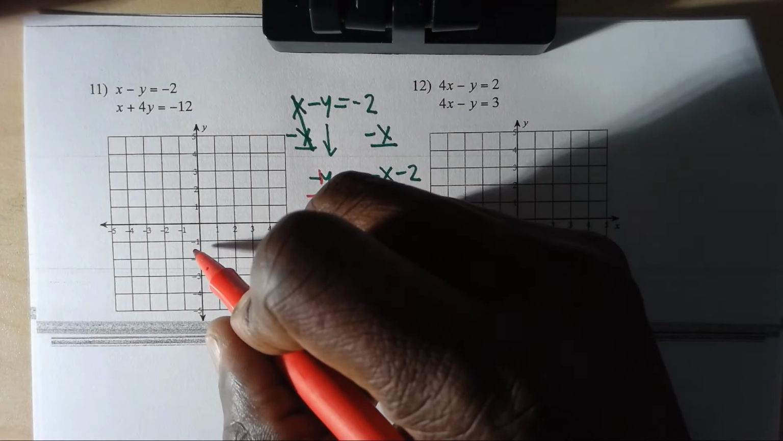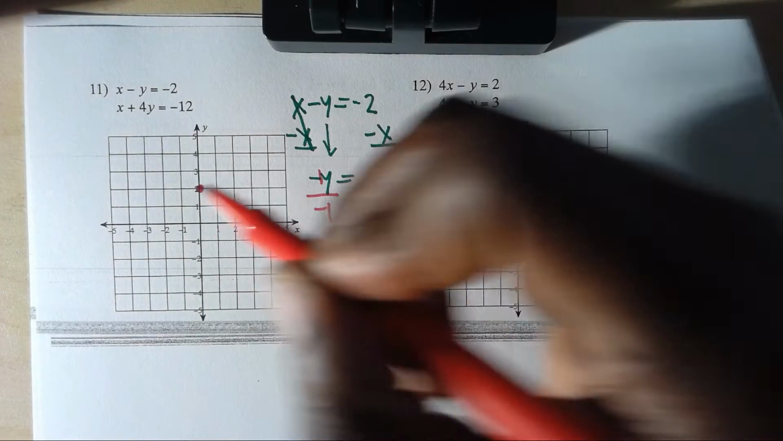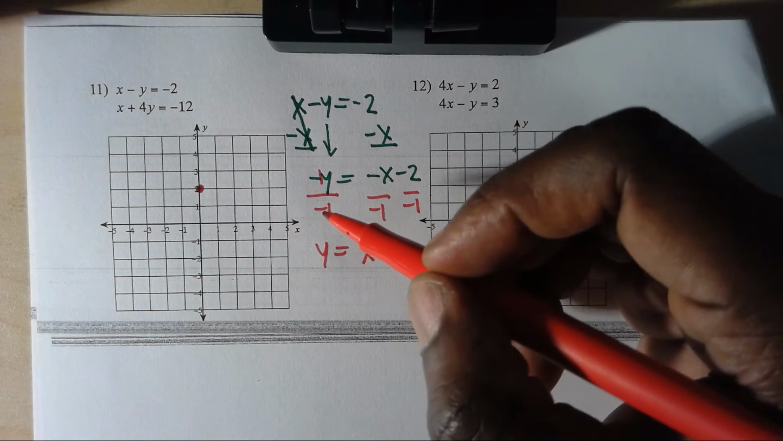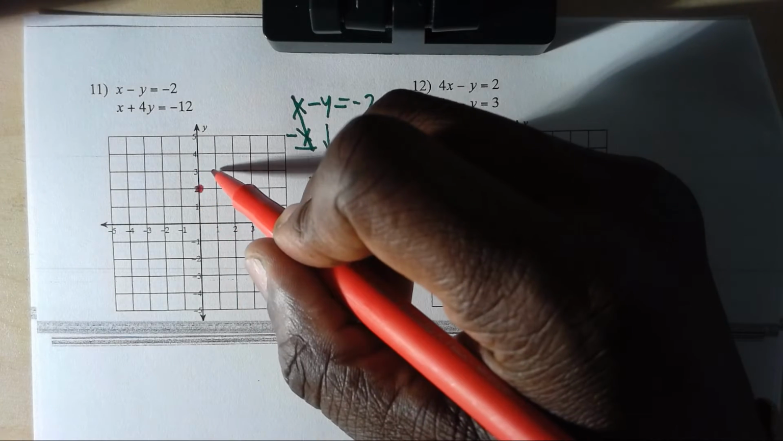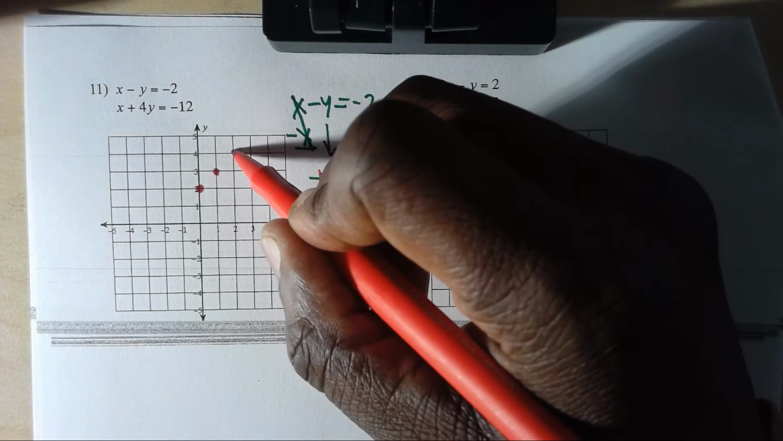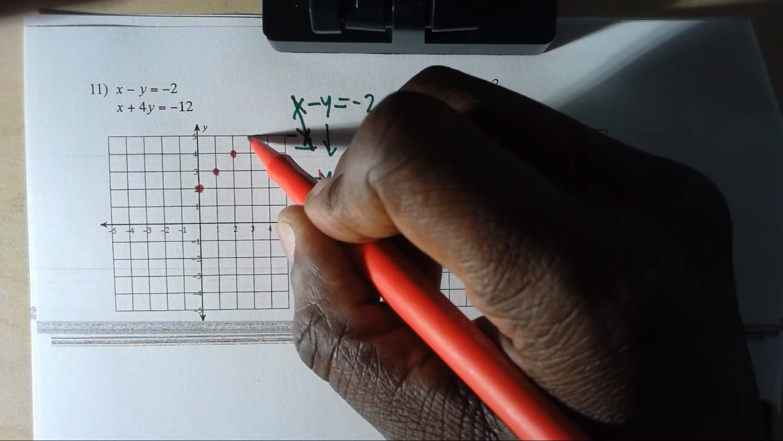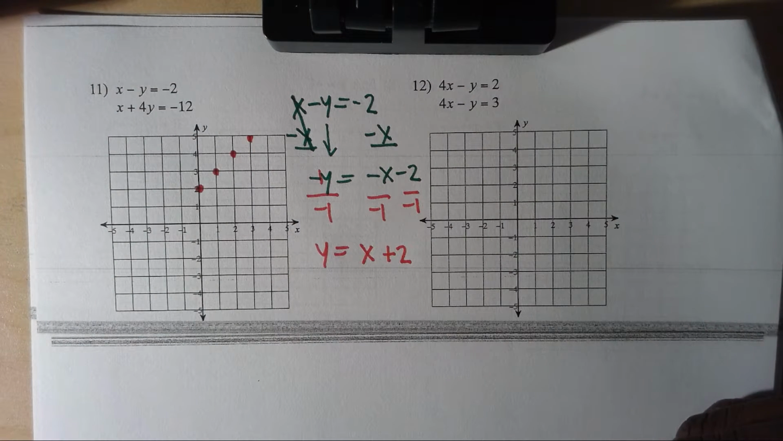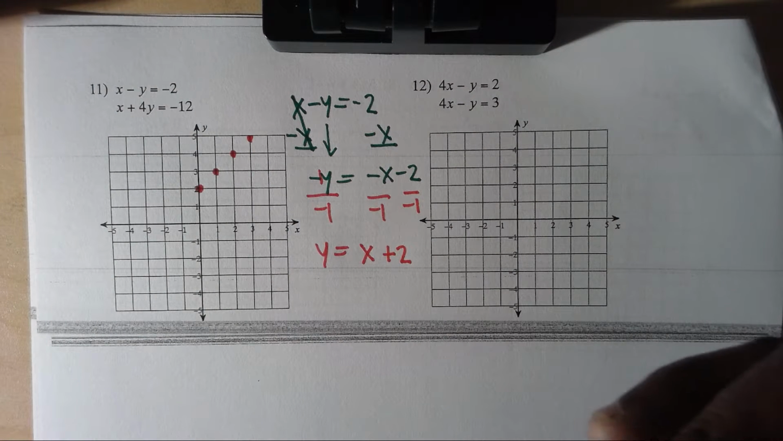So we're going to go up 2, and then the slope is positive 1. So we're going to go up 1 over 1. Up 1 over 1. Does it make sense? And we're going to continue this same pattern all the way through.